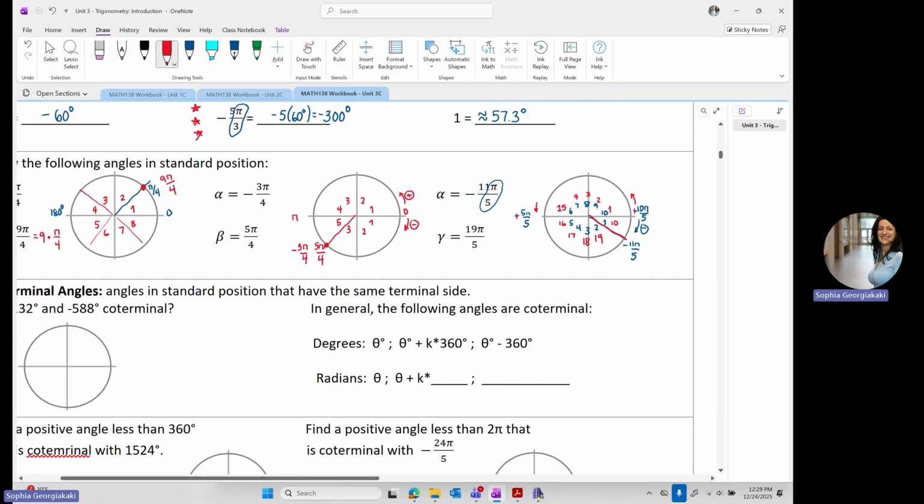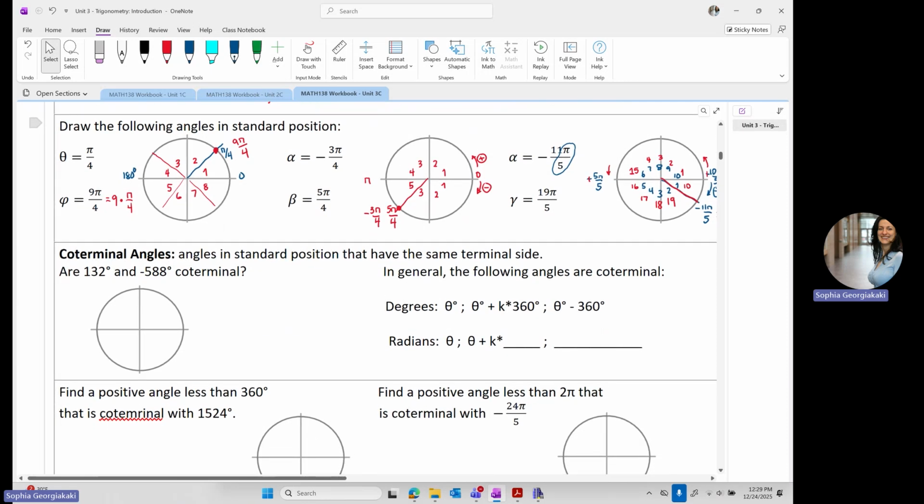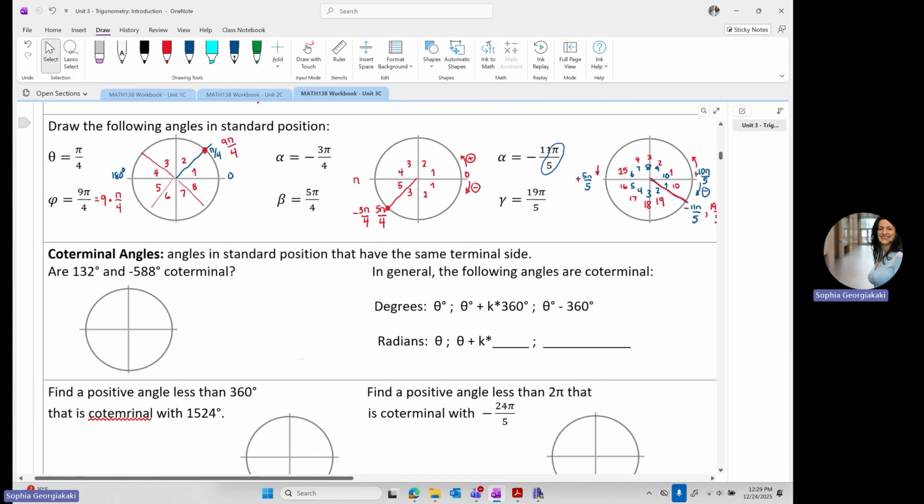So negative 11 pi fifths and 19 pi fifths again is the same location on the circle, starting at 0 in standard position. These angles are called coterminal angles. Coterminal angles are angles in standard position that have the same terminal side. So we saw pi quarters and 9 pi quarters being coterminal. We saw negative 3 pi quarters and 5 pi quarters being coterminal. And we saw negative 11 pi fifths and 19 pi fifths also being coterminal.